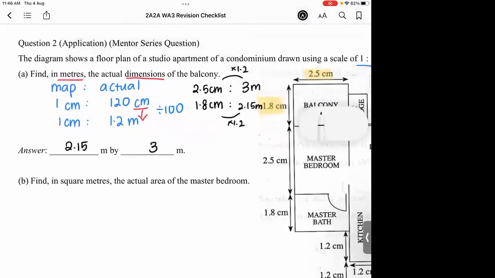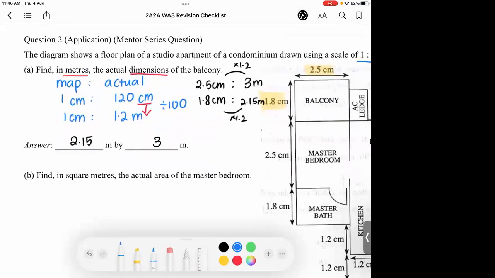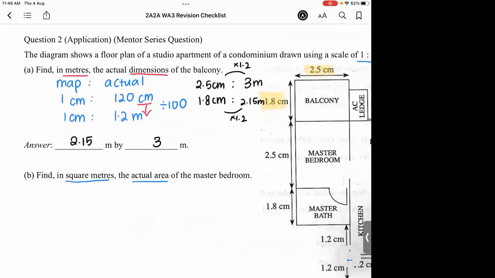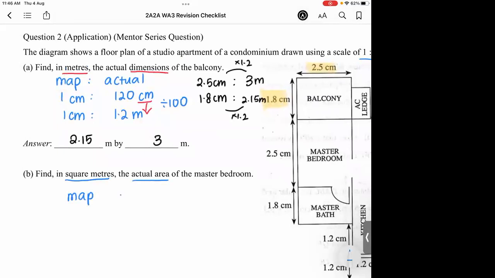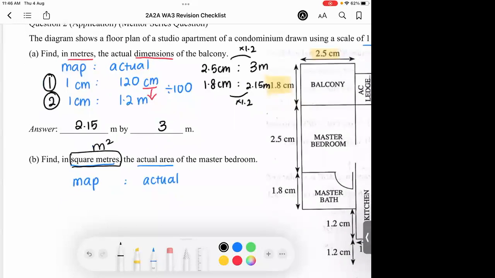Now let's go on to the second portion. Says find the actual area. I want the area now, square meters. So in order to get area, let me begin with map is to actual. Now there are two different scales down here. Which one do we use? There's a number 1, cm to cm. There's a number 2, cm to meters. They want actual here in square meter, so they want meters square. Which scale do I use? 1 or 2? Anyone?